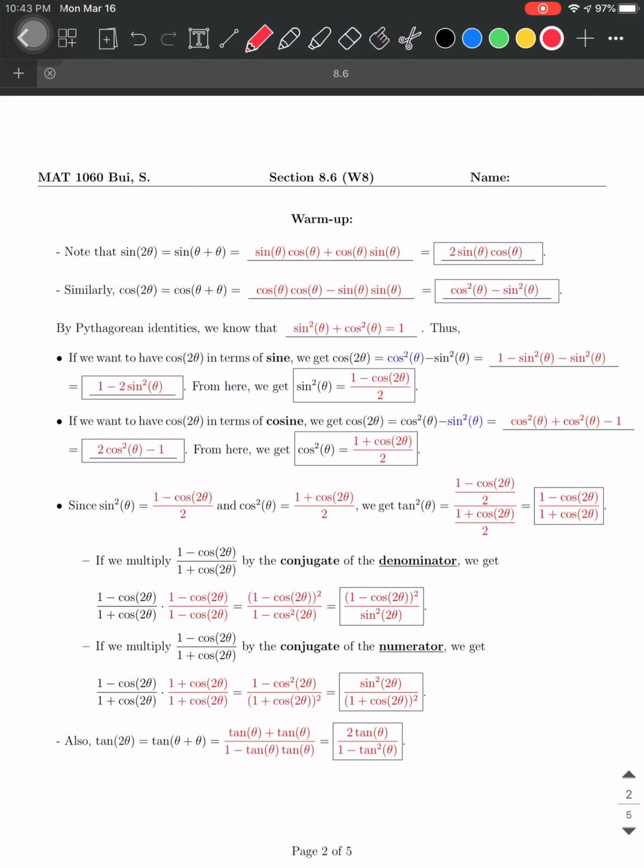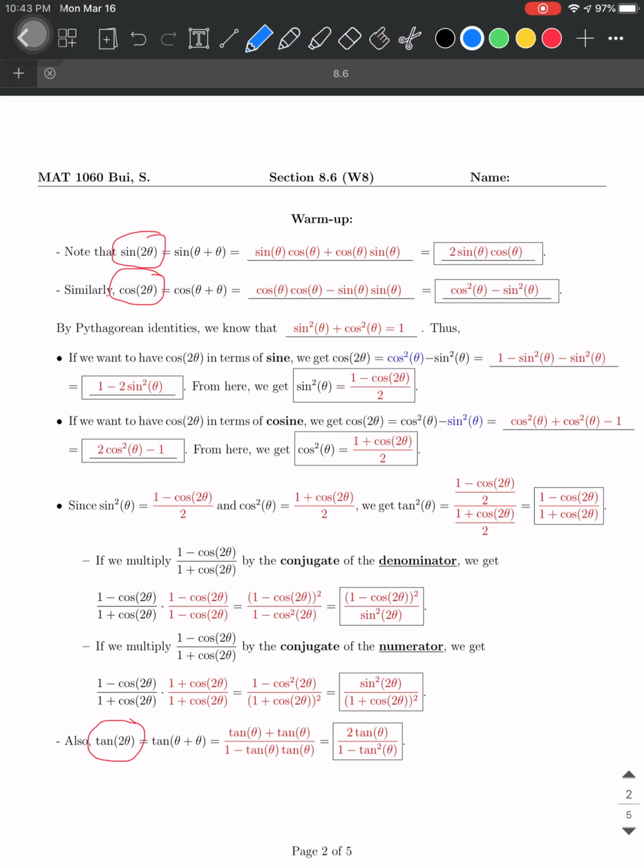The topic of today is the double angle and half angle formulas. To start, let's talk about the double angle. Double means two. So we want to figure out a formula for sine of 2 theta, cosine of 2 theta, and at the end, we also want to know the formula for tangent of 2 theta. Okay, so let's begin with sine of 2 theta.